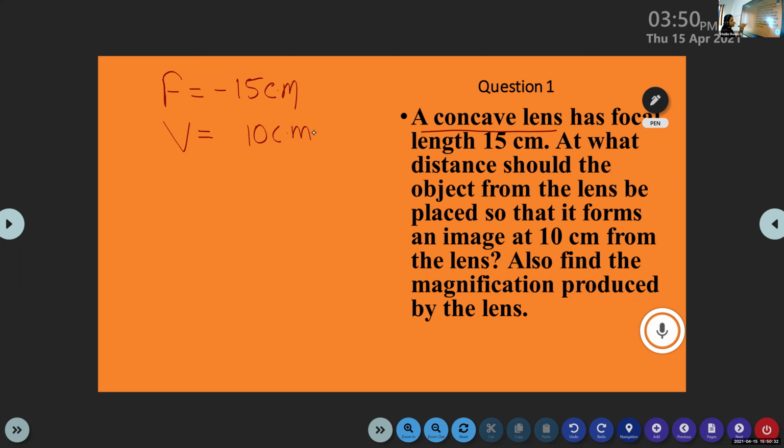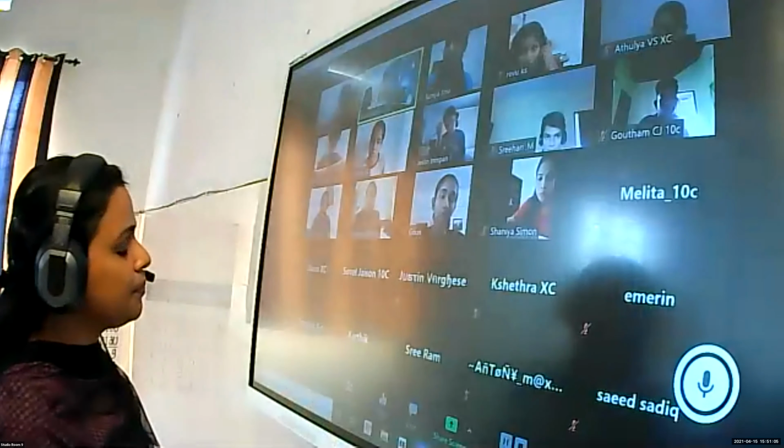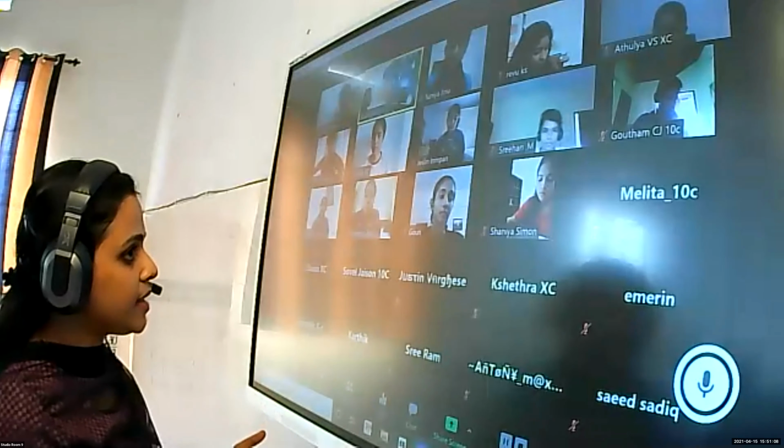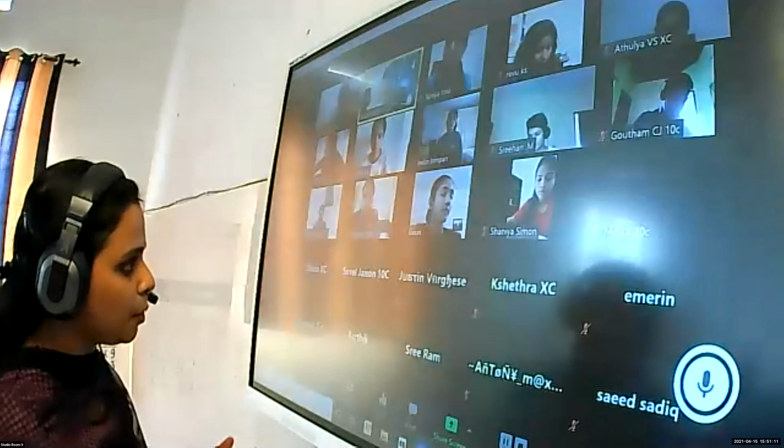But again, we must consider what type of lens is provided in this question. Concave. And for a concave lens, where do we get the image? On which side? Is it behind the lens or on the same side of the lens? In the case of a concave lens, we have only two cases. The first case is the object can be placed at infinity. And the second case, the object can be placed anywhere between infinity and the optic center.